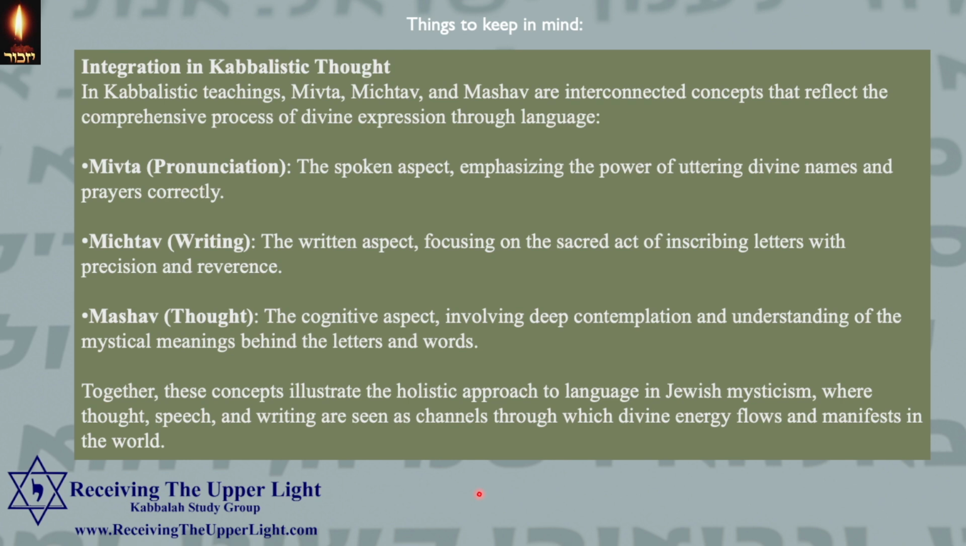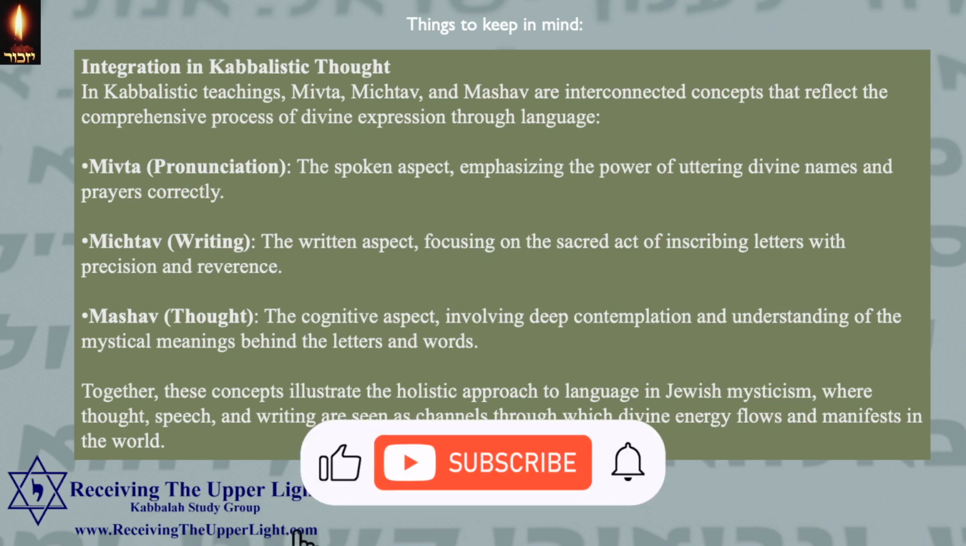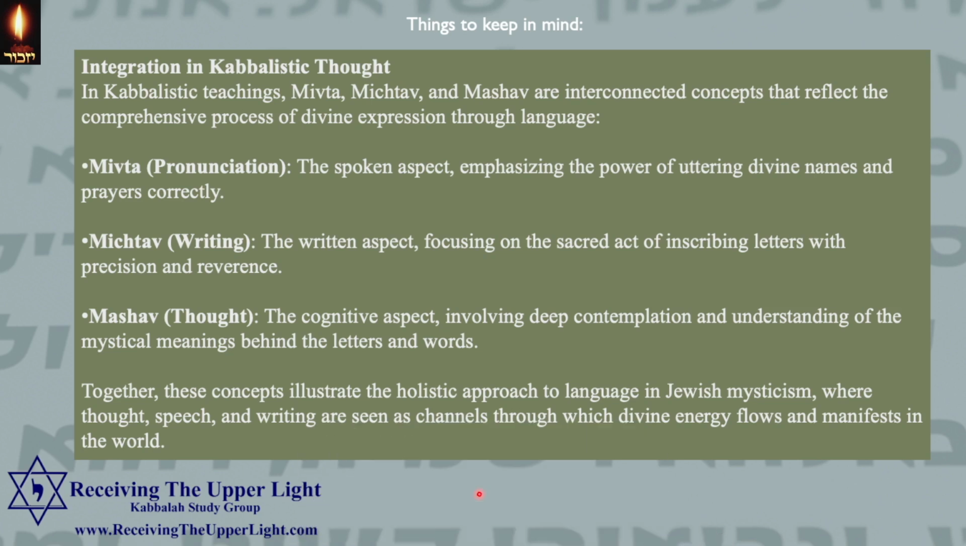Mashav, which is thought, is the cognitive aspect, involving deep contemplation and understanding of the mystical meanings behind the letters and words. These concepts, when you put them together, illustrate the holistic approach to language in Jewish mysticism, where thought, speech, and writing as an action are seen as channels through which divine energy flows and manifests in the world.